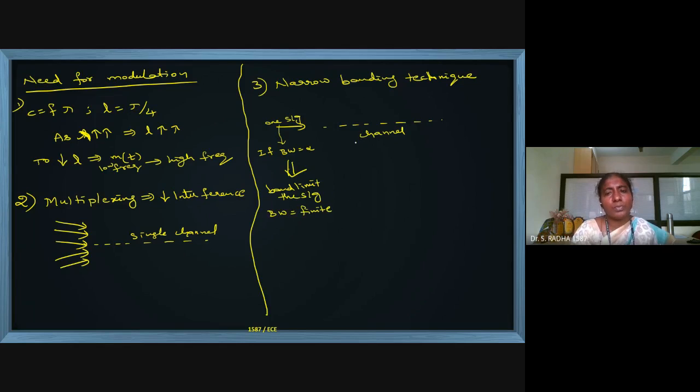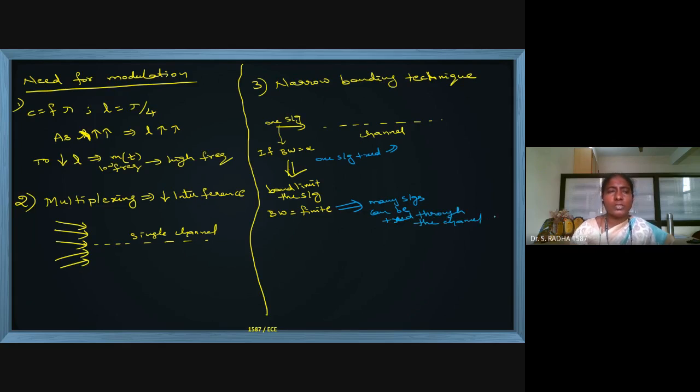So if bandwidth is infinity, only one signal can be transmitted through the channel. But if bandwidth is finite, then many signals can be transmitted through the channel, if there is space availability.